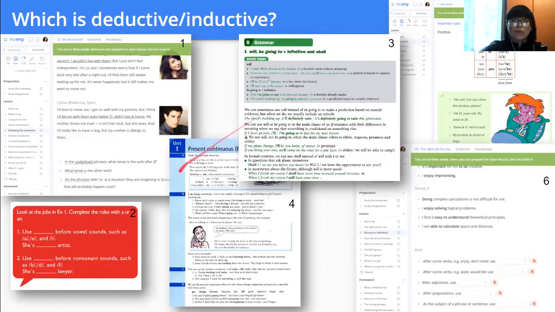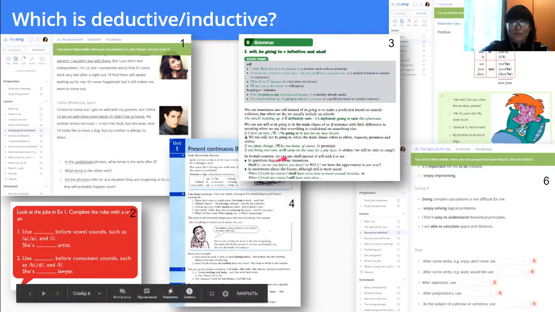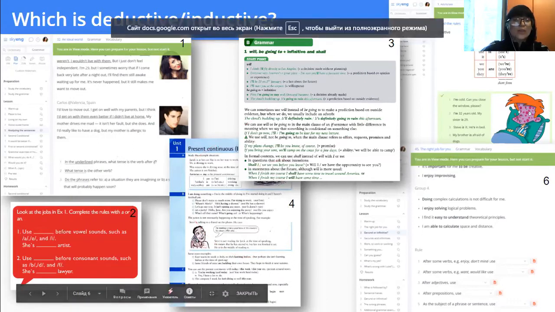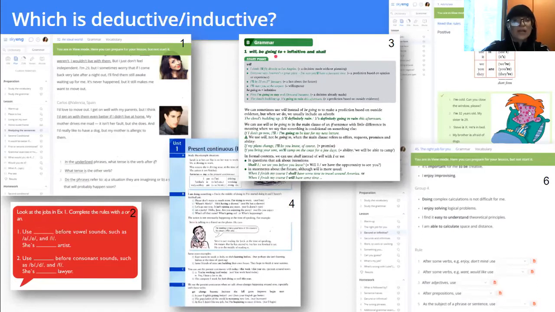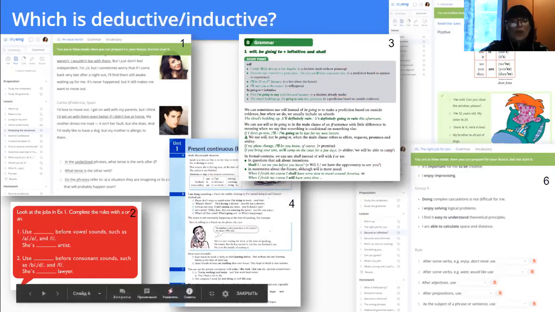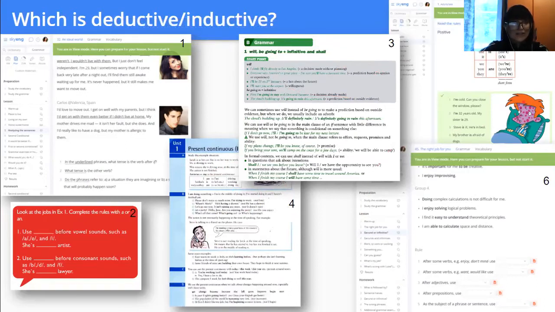As for the third and the fourth material, they're purely deductive, just because there is no discovery here. The student is given all the rules on the spot simultaneously. There are some tables with these rules, there are some examples, but here I would say there is no discovery. And despite the fact that we might give some examples, for example, in number 3, there is again an explicit rule stated. As for the last two materials, one of them is purely inductive and vice versa.